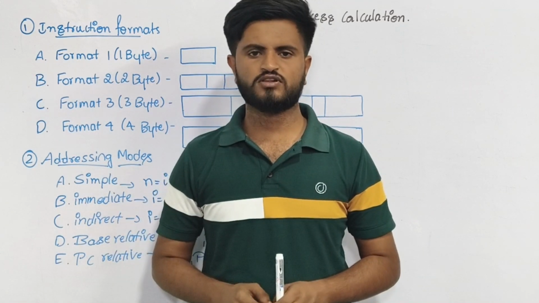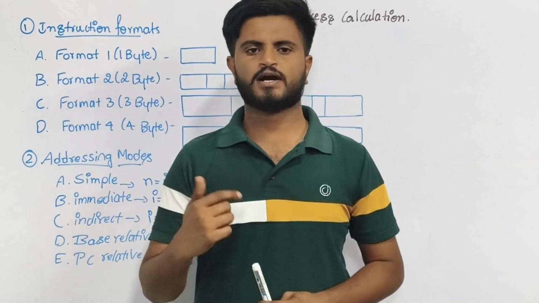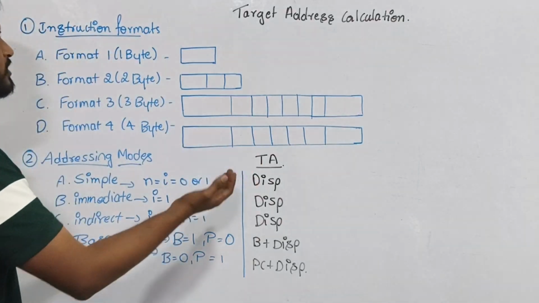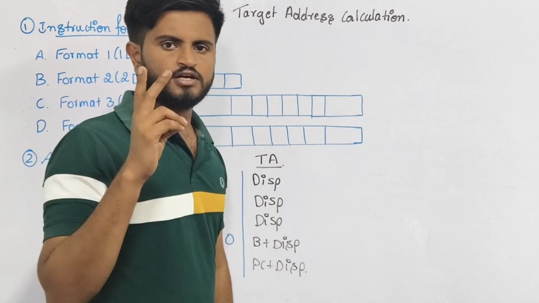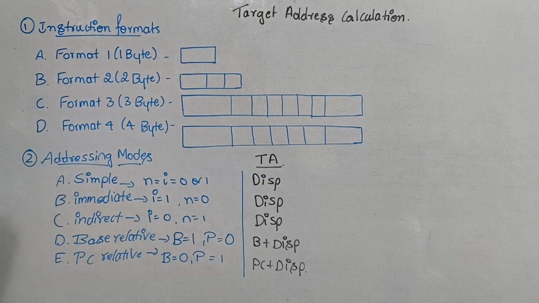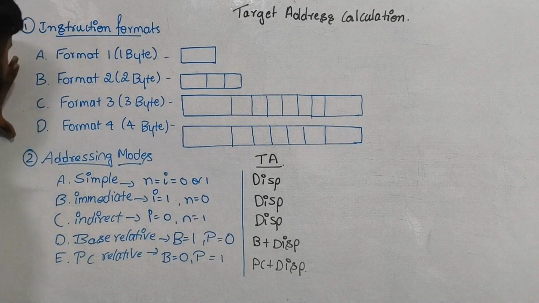Everyone, in this video let's discuss how to calculate the target address in compiler design. Before going to the calculation of the target address, we need two basic understandings: the instruction formats and addressing modes. In the instruction formats, we have four.